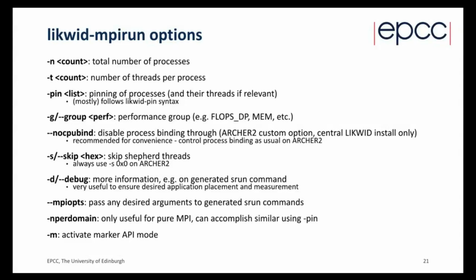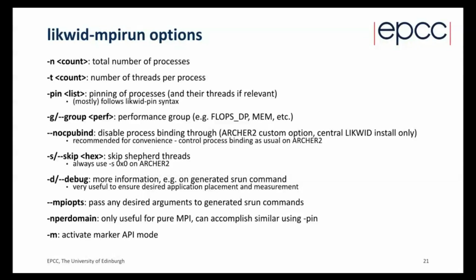You specify what you want to measure by saying the performance group, for example, FLOPS_DP or another one. Then I will skip --no-cpu-bind for a second. Go on to -s or skip, which is a way to skip shepherd threads, which are threads that occasionally are generated by OpenMP runtimes and/or MPI libraries and/or combinations thereof, which are hard-coded within LIKWID, but we suggest to always use -s 0x0, don't skip anything, because we've checked that there's no shepherd threads in any combination of MPI library and OpenMP runtime.